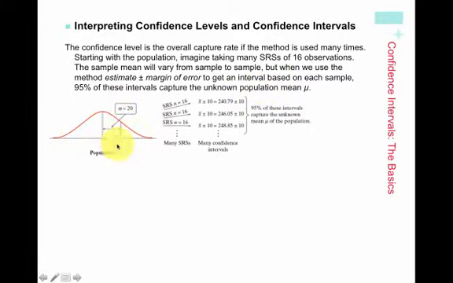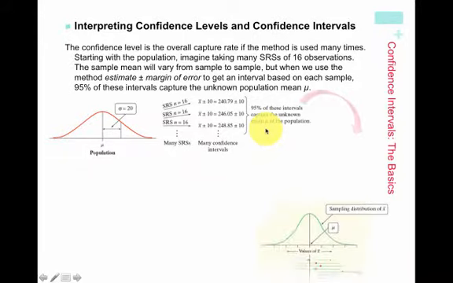So here's what we have. We have our population. We're sampling a whole bunch of size 16 simple random samples, and we get a whole bunch of these confidence intervals. 95% of these intervals capture our unknown mean value mu.